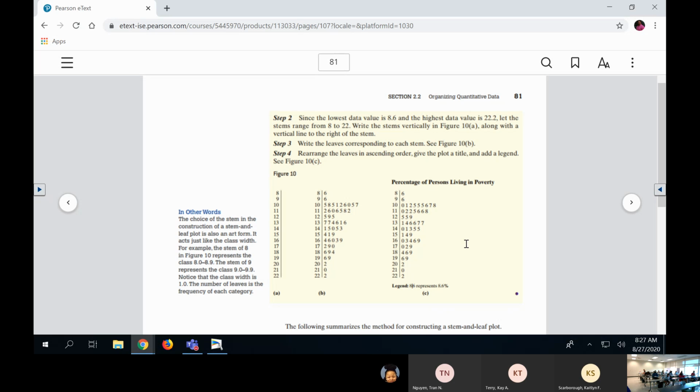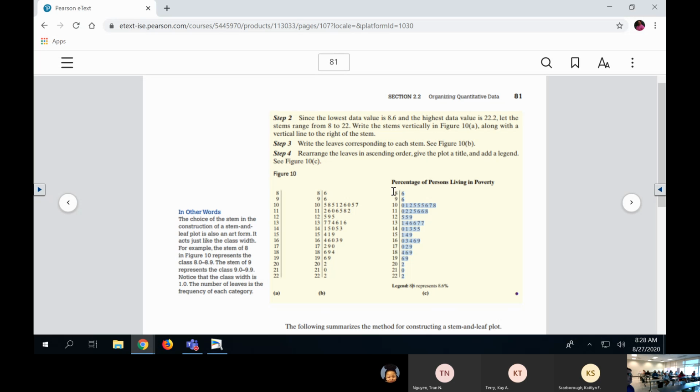It's a way to organize your data, and you can see if you have a normal curve. This one is a little bit skewed right because most of the data is on the left up here. You have to turn it on its side, and you see that most of the data is on the left side, so it's a little bit skewed right. That is a good example.